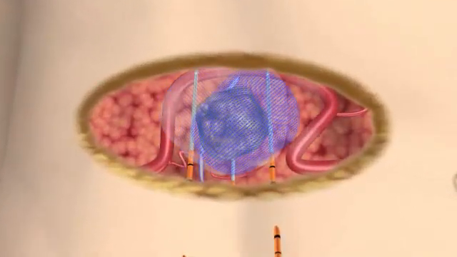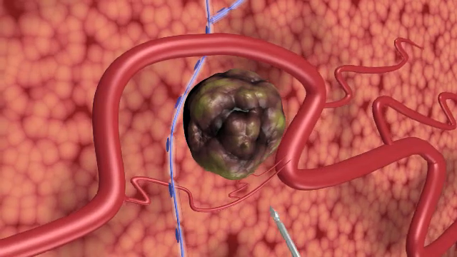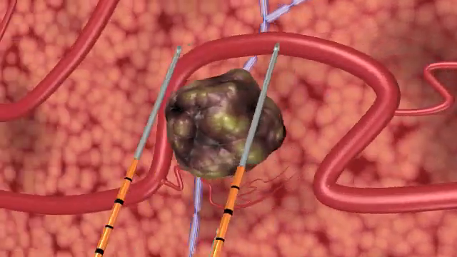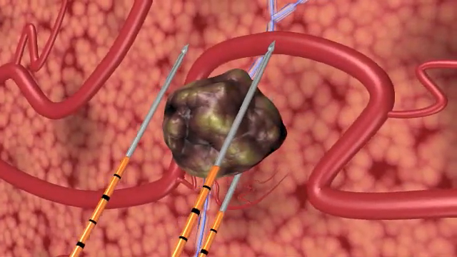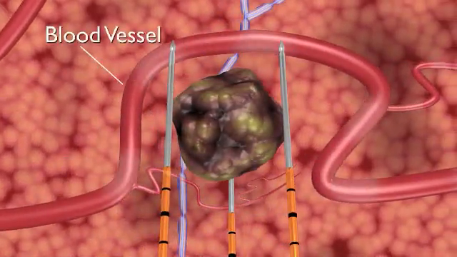The Nanoknife IRE system induces cell death in soft tissue. Nanoknife electrodes are placed in proximity to the targeted lesion, but unlike thermal ablation technologies, surrounding critical structures, including ducts and blood vessels, remain functional.